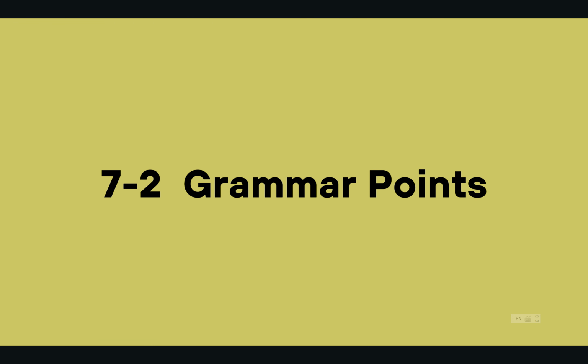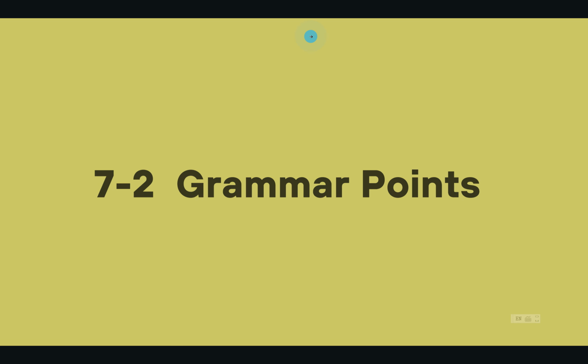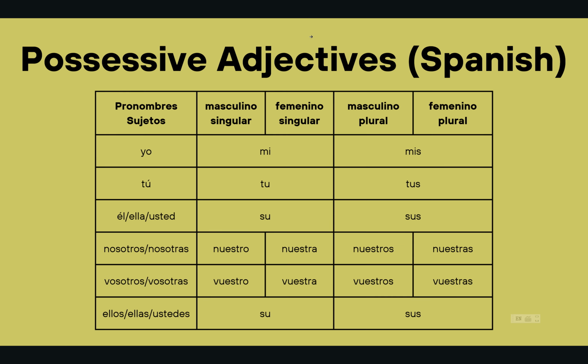Section 7-2 Grammar Points. Grammar Point 1: Possessive Adjectives. Let's learn how Spanish people use possessive adjectives first.